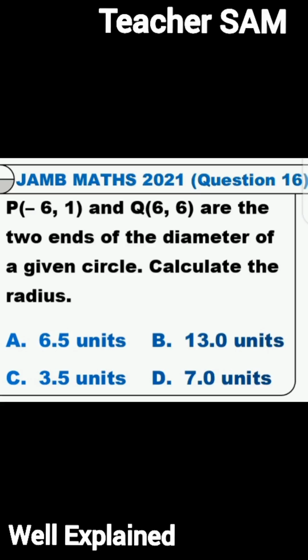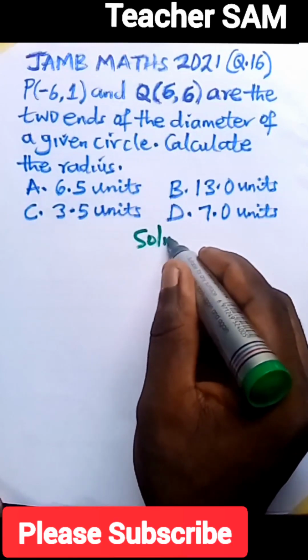Point P (-6, 1) and point Q (6, 6) are the two ends of the diameter of a given circle. Calculate the radius. We have option A to option D. Solution.